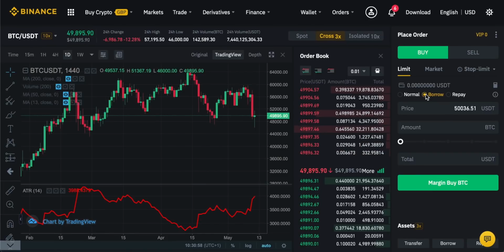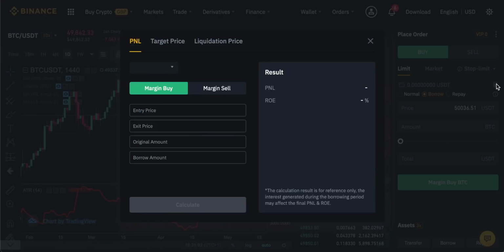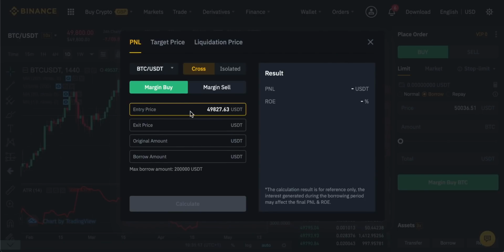So what's really great is that you have a calculator in the margin account. So we'll click on this icon right here and it will bring up this calculator to give us an idea of how the margin will affect us. So right now the price of Bitcoin is 49,827. Let's say that we make a loss in this trade and we actually get out at 48,000. Let's say we want to go long on some margin and we have a stop loss in there. When we're day trading, we always want to put a stop loss. We actually make a little bit of a loss. We get stopped out on that trade.